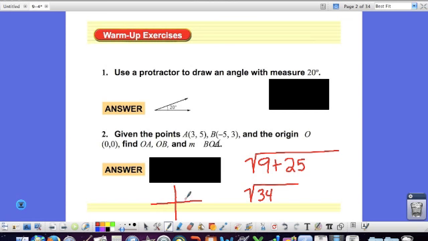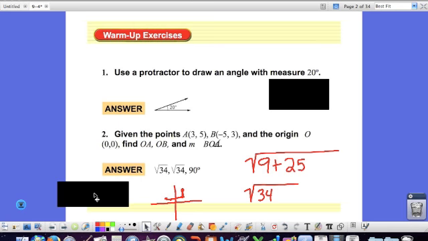So we have (3, 5). So (3, 5) is going to be here. (-5, 3) is going to be there. This is going to be 90 degrees. You could check that by checking the slope on each of these, but it is a 90-degree angle.